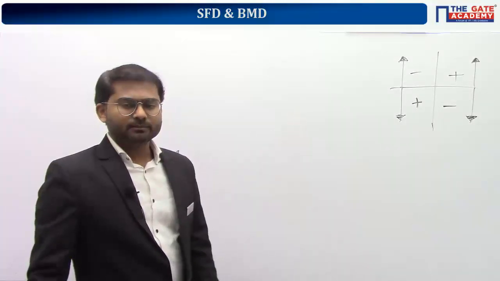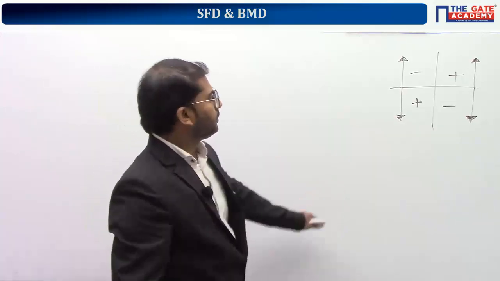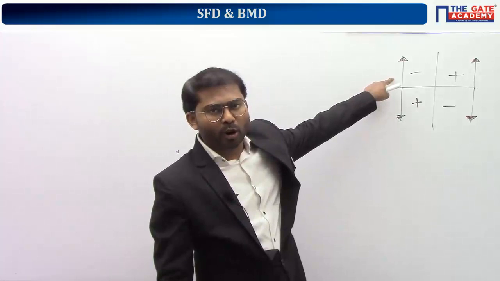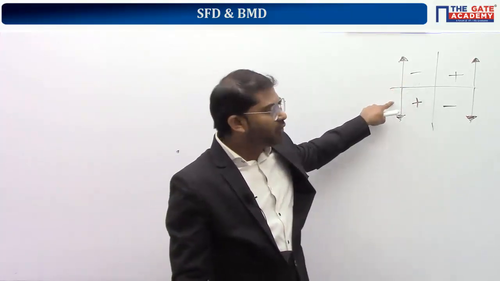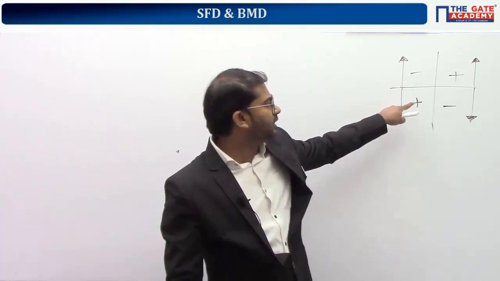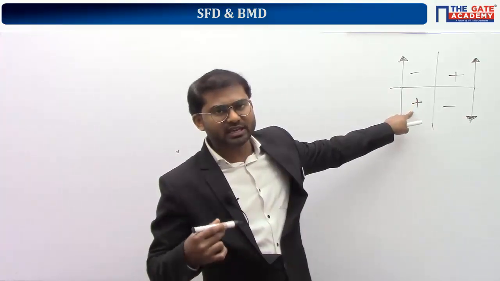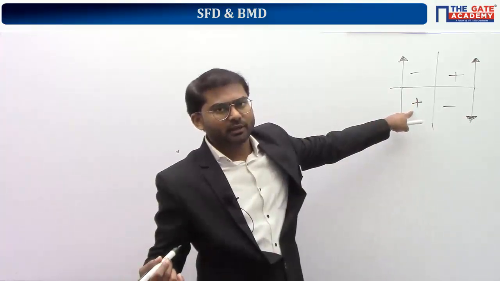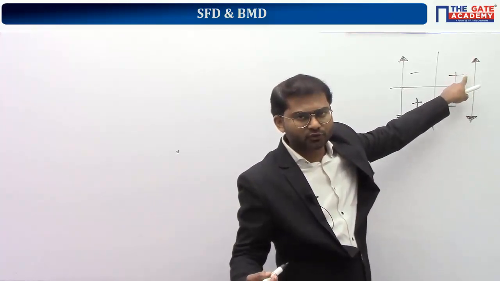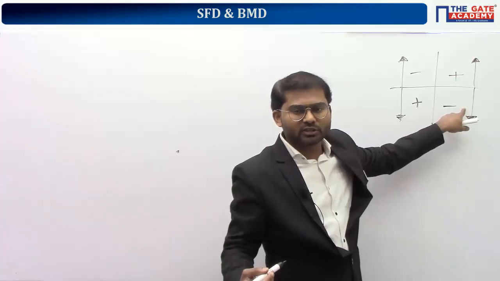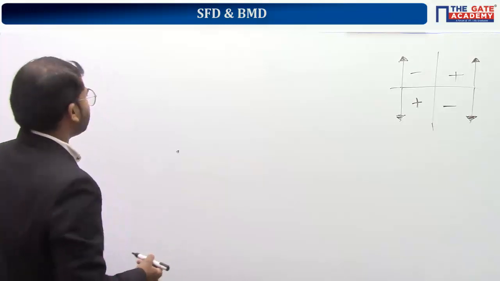This diagram says that if you are drawing shear force diagram from left side to right side, upward acting point loads will give rise to decrease of shear force. Downward acting point loads will give rise to increase of shear force. Same way, if you are drawing the shear force diagram from right side to left side, then upside acting point loads will give rise to increase of shear force, and downward acting point loads will give rise to decrease of shear force. Okay? Understood? I'm writing on the statement, you can copy.